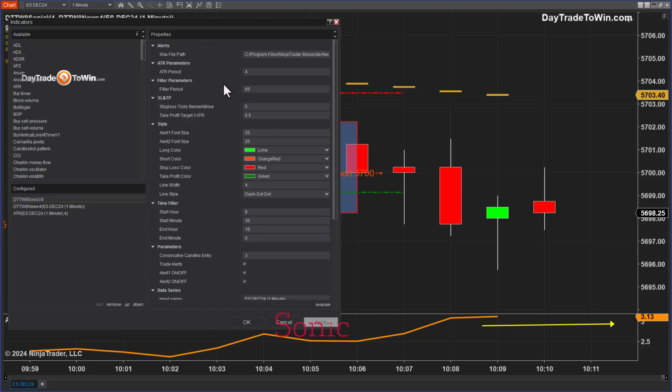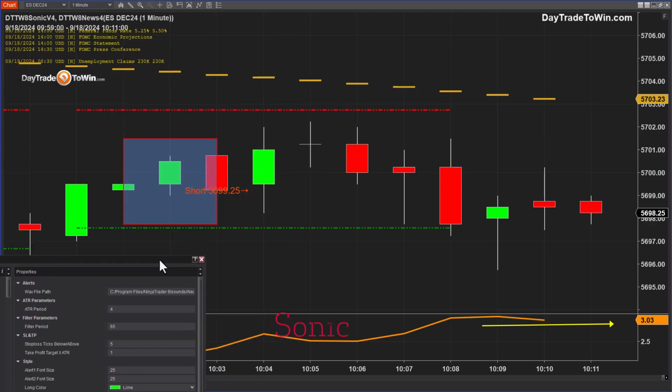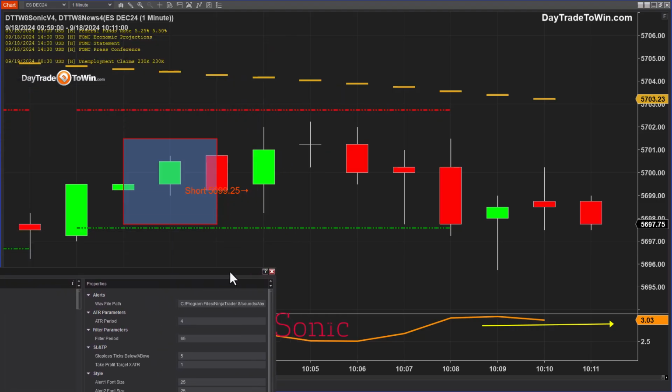Now, if you see here, take profit target X ATR, you see I have this at half or 0.50. So that's half of the ATR. That means that when I'm looking for a trade, I'm only looking for, under these conditions, about 1.5 points. If I change this to 1, it'll be more or less 1 times the ATR. So the targets are larger, right? You can see that the targets are larger. But you also see that it takes longer for it to get there.